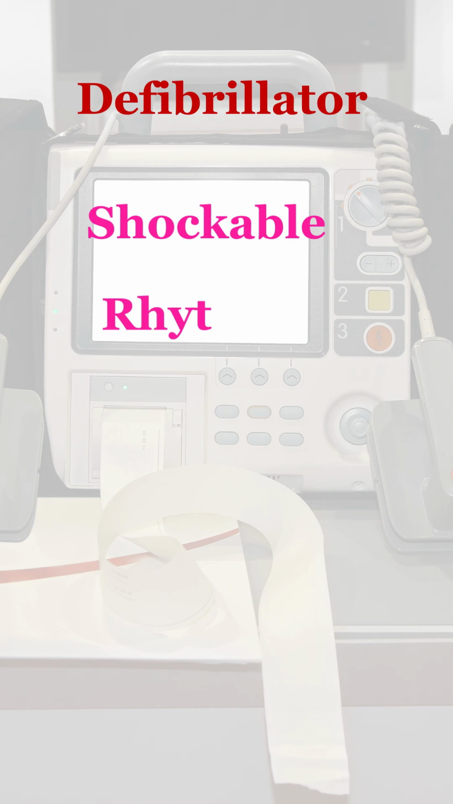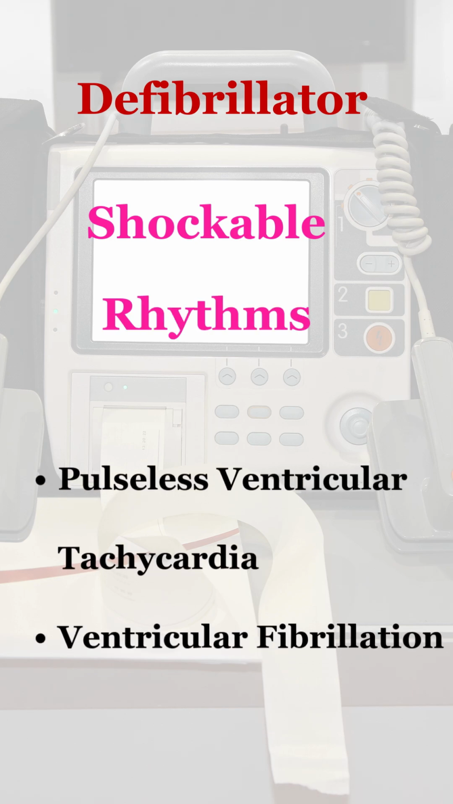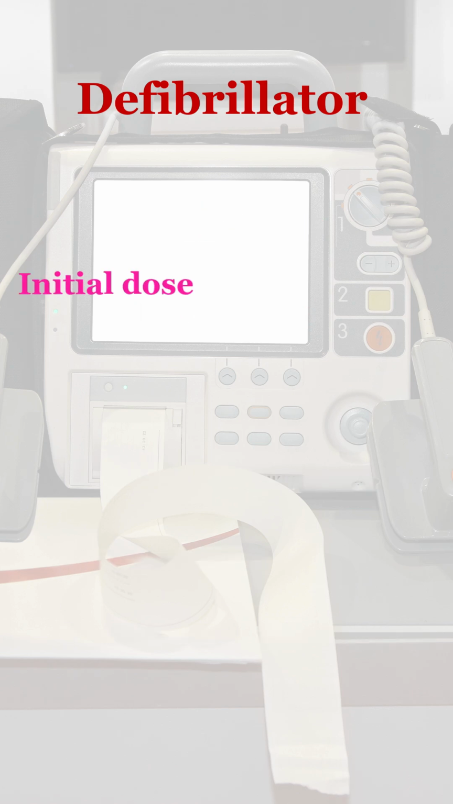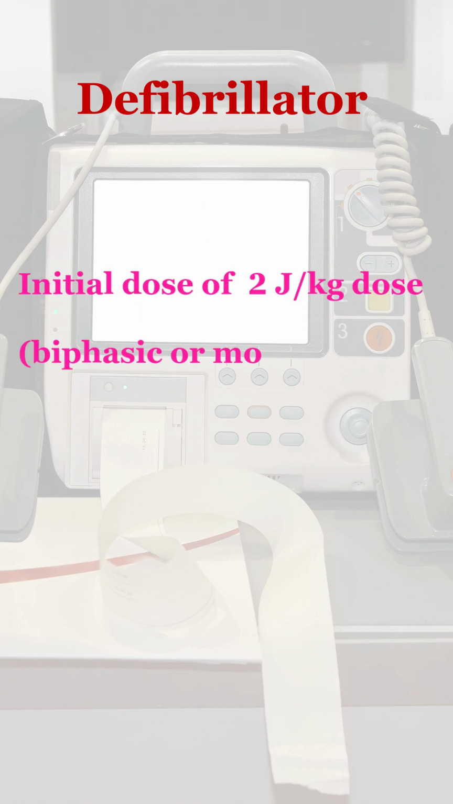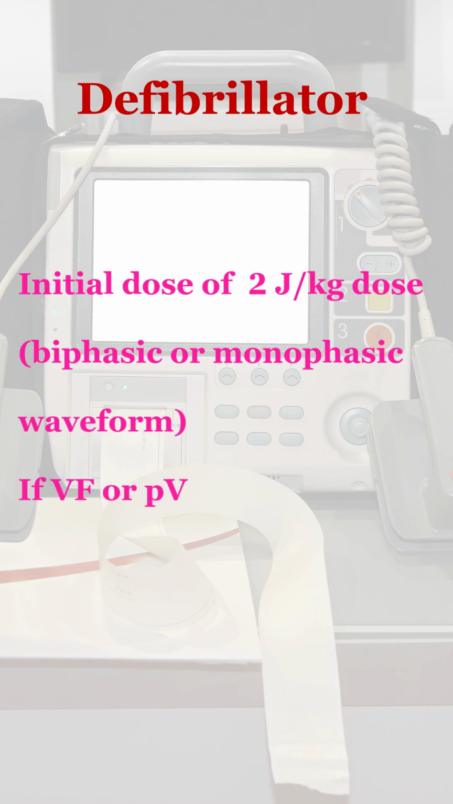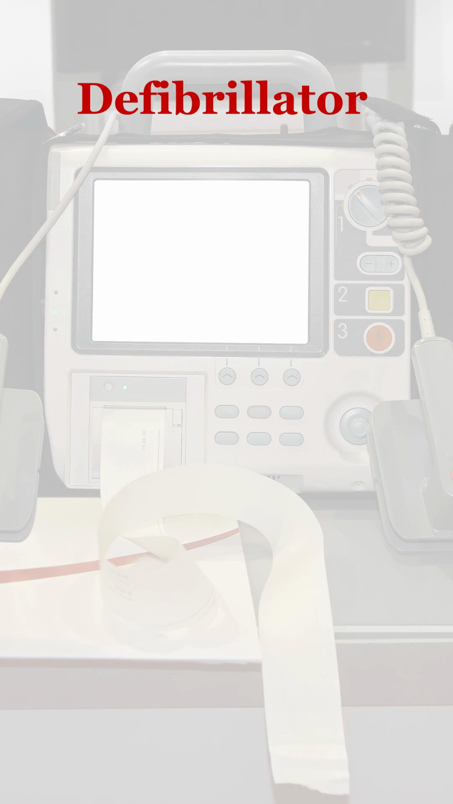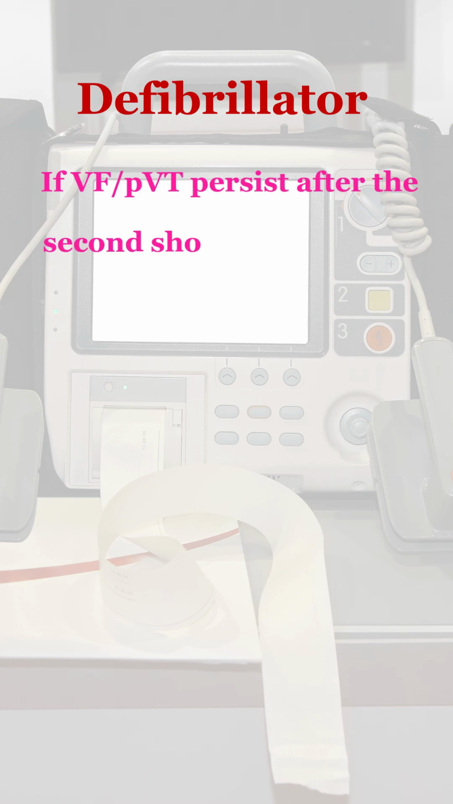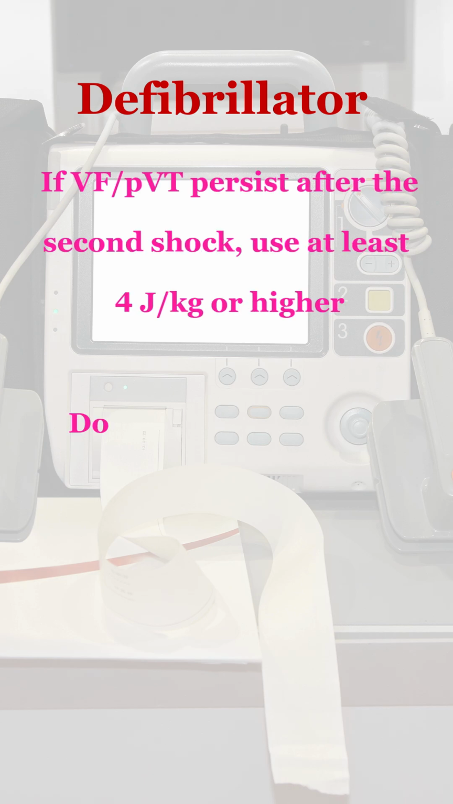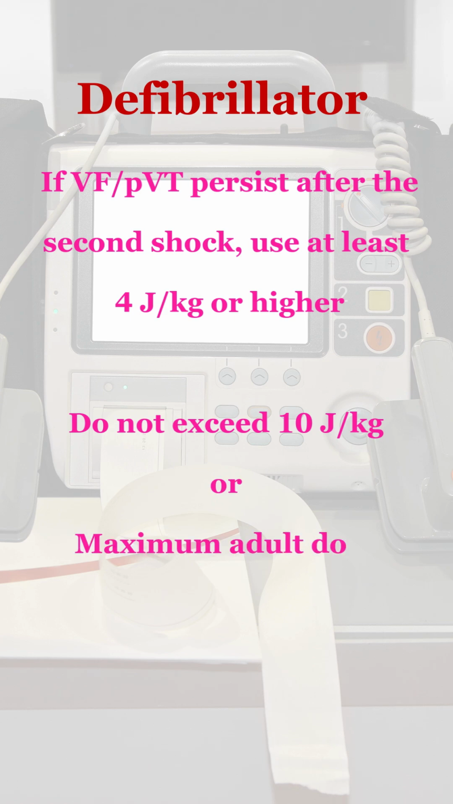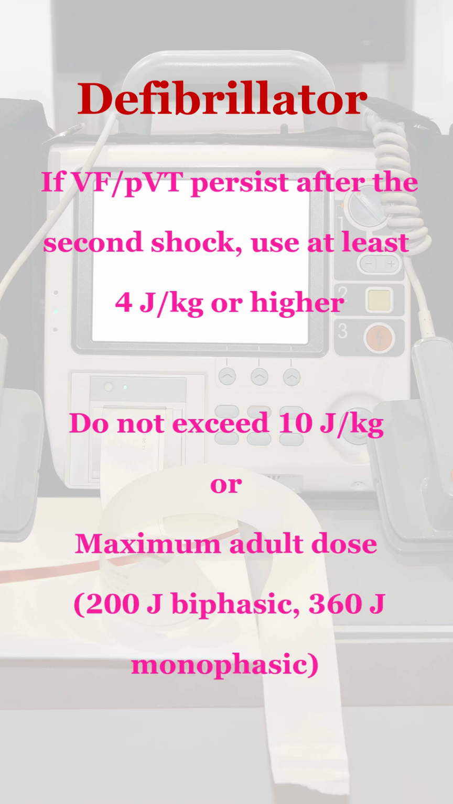If you identify a shockable rhythm, such as pulseless ventricular tachycardia or ventricular fibrillation, deliver an initial shock of 2 joules per kilogram. If the rhythm persists, increase the second shock to 4 joules per kilogram. Subsequent shocks should be at least 4 joules per kilogram, up to a maximum of 10 joules per kilogram. After the shock is delivered, resume CPR and do a rhythm check after 2 minutes.